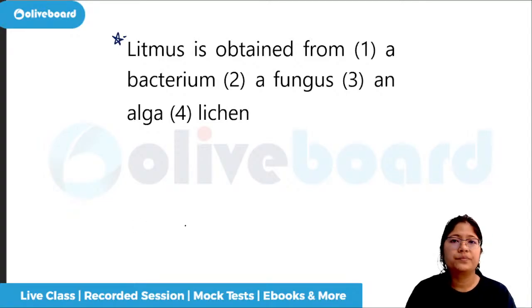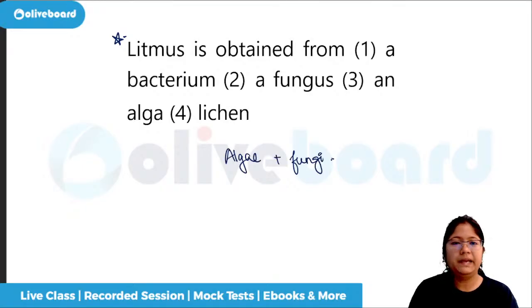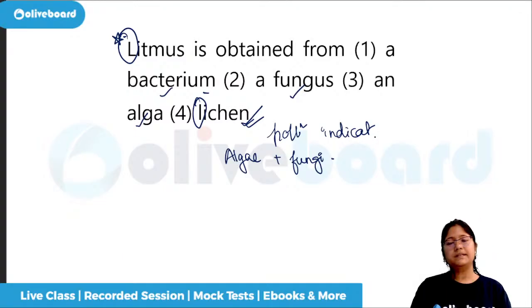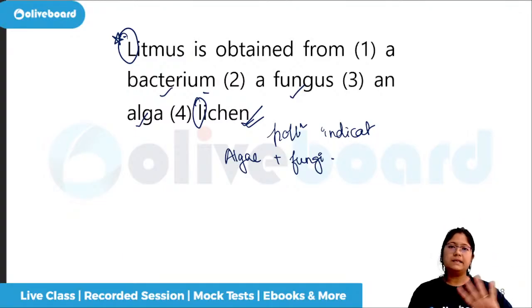Litmus, remember, is from the symbiotic relationship between algae and fungus. Litmus is obtained from a bacterium, a fungus, an algae, or lichen. So L for litmus, L for lichen, and it is obtained from the lichens. Lichens are also pollution indicators. What does that mean? That means if in some place there is more pollution, these lichens will say bye-bye to this place. They will not survive in pollution.